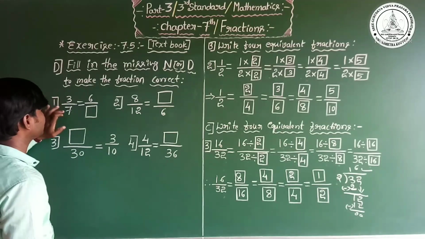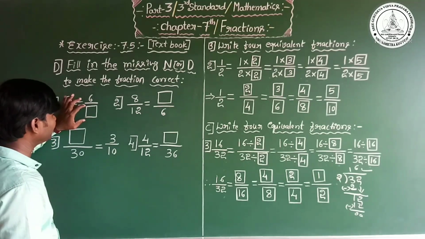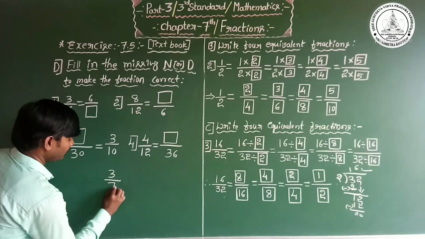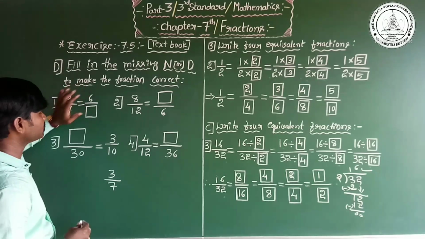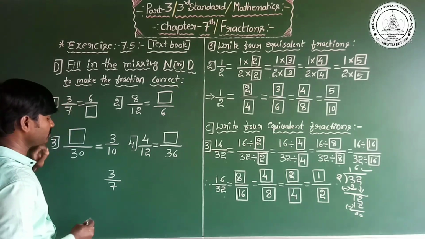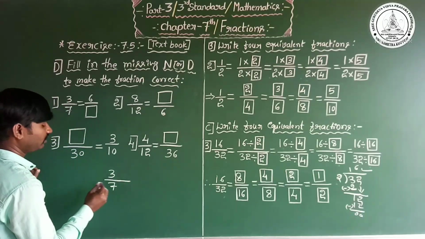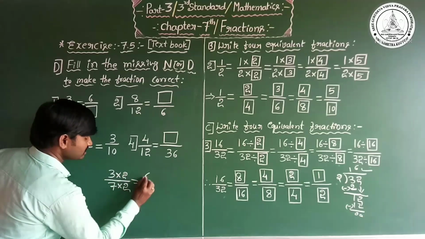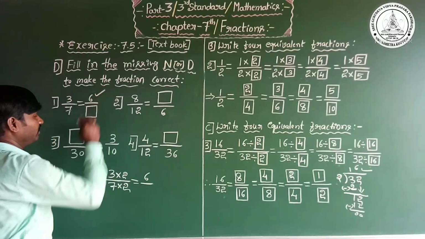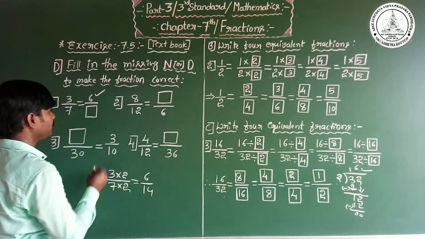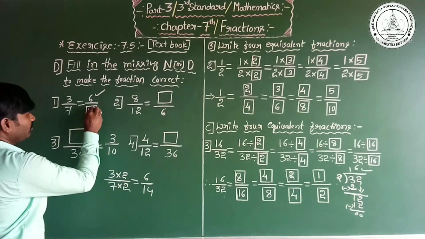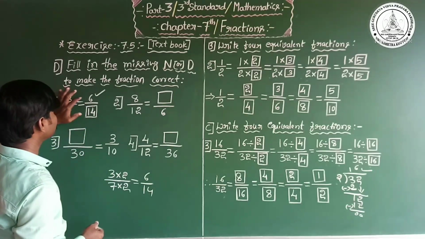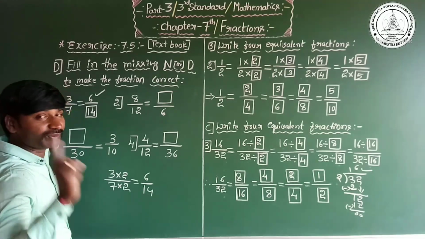Okay, the first one is 3 by 7 is equal to 6 by dash. You find out the denominator. Here 6 is already there. It means in the equivalent fractions, how is 6 coming? You want to multiply by 2. 3 2s are 6. That's right. It means 7 2s are 14. The missing number is 14. Yes, this is how you find out. 3 2s are 6, so here we use the method of multiplying.